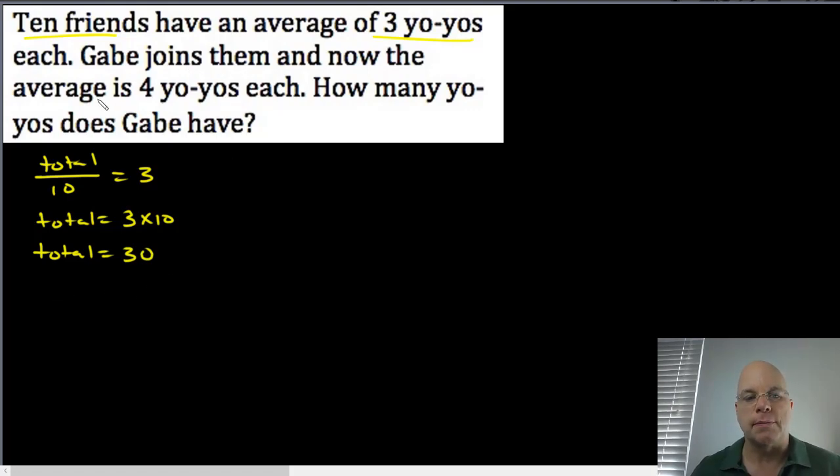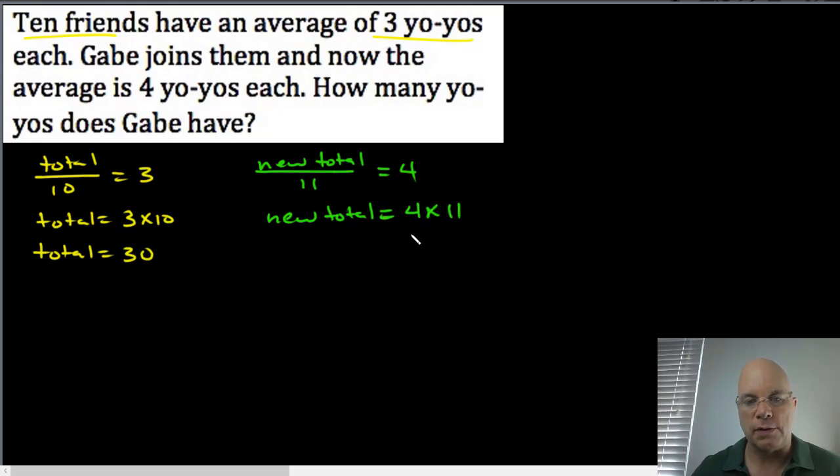Then when Gabe joins them, the average is now 4 yo-yos each. So get a different color. The new total with Gabe's yo-yos divided by how many friends now? There were 10 friends, and then Gabe joined the group, so the new total divided by 11 is 4. So the new total must be equal to 4 multiplied by 11, or 44.